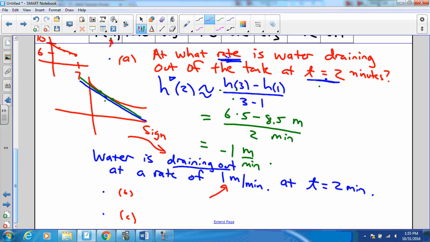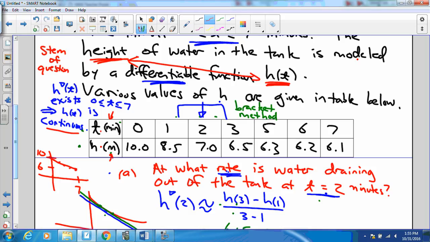So the three elements here are, first of all, I'm going to use language to indicate the sign. Second of all, I'm going to get the rate with units. And third, I'm going to be specific. Be specific. Because it is not true that water is draining out at a rate of 1 meter per minute. That would imply for the entire domain. And water is not draining out at a rate of 1 meter per minute for the entire problem. You can see from here, it's pretty clear to see that the rate is decreasing as we go. In fact, it's almost 0 by the time we get to 7 minutes. Physically, why might that be?